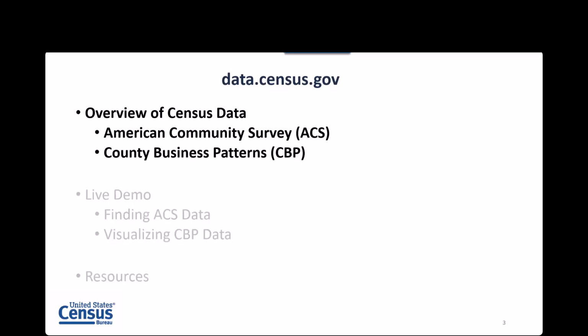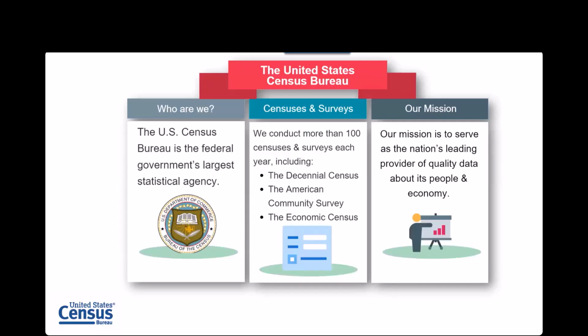All right, so first let's start with that overview of the census data. The U.S. Census Bureau, we're the largest statistical agency in the federal government. We conduct more than 100 censuses and surveys each year. I think many of us are familiar with the decennial census that occurs every 10 years. And then we have the American Community Survey. We have the economic census, which is every 5 years. And then we have so many other censuses or surveys that cover quite a wide range of topics. And our mission is to serve as the nation's leading provider of quality data about its people and its economy.